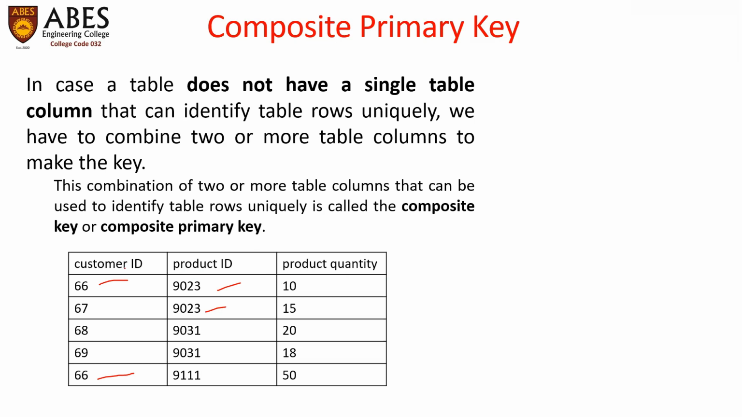So what we can do here is combine these two attributes, and these two attributes can then be made the primary key. Such type of keys are known as composite key or composite primary key. It means these two together, customer ID and product ID, are going to identify all the entities. Okay. So this is known as a composite primary key.